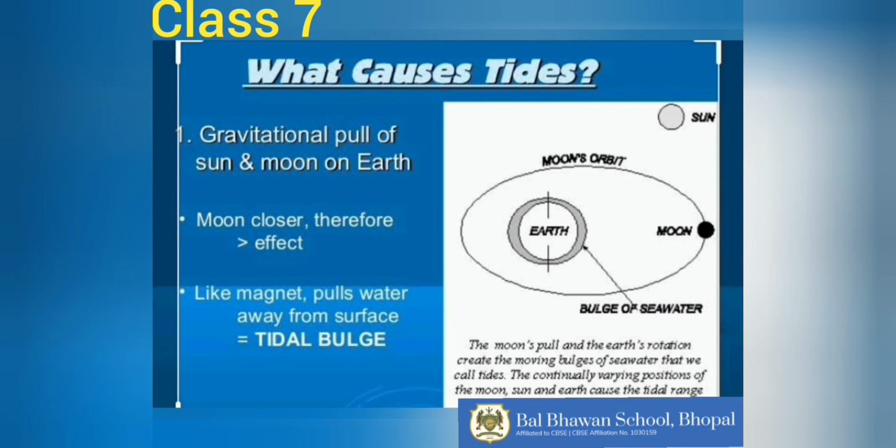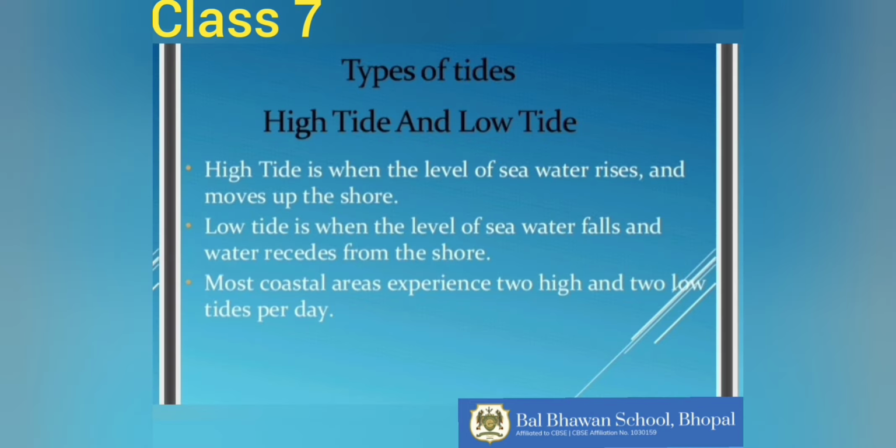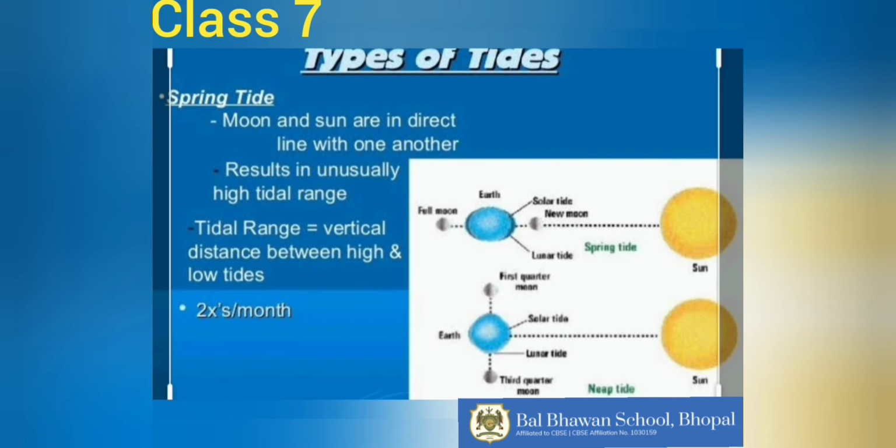The gravitational pull of the moon and the sun on the surface of the earth causes tides. Actually, tides follow the apparent movement of the moon due to its closeness to the earth. Tides are of two types, high tide and low tide. The rise in water level is called high tide, while the fall in water level is called low tide.